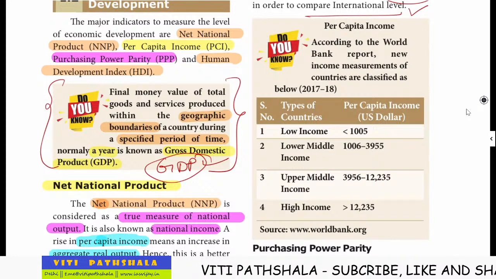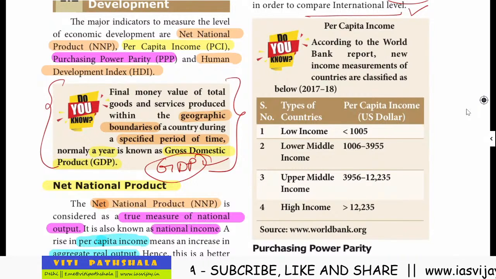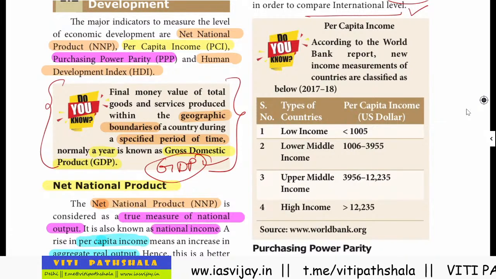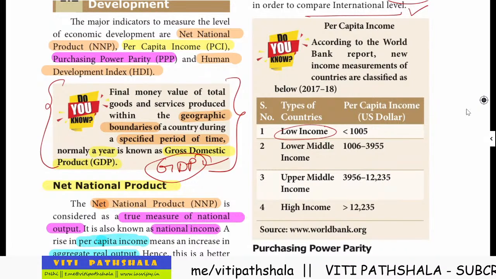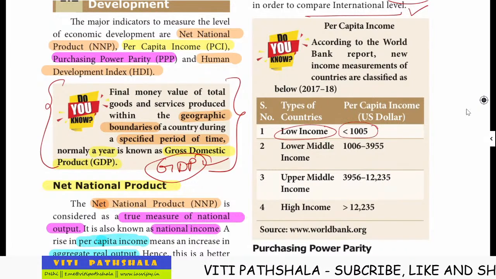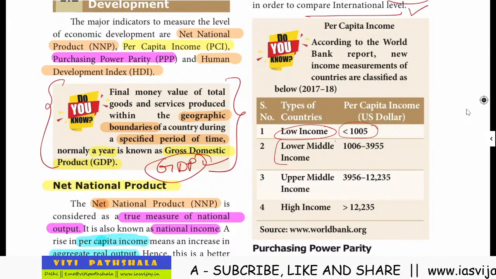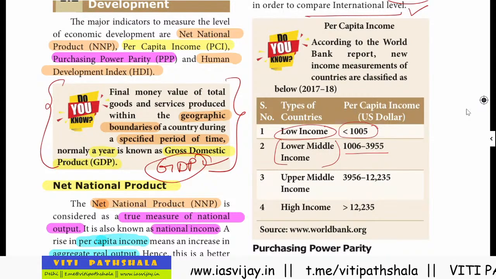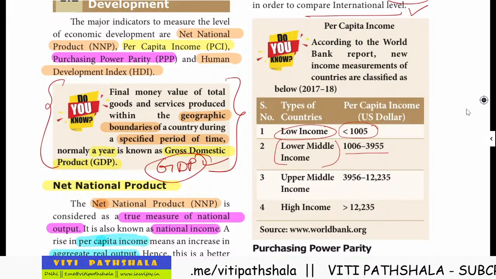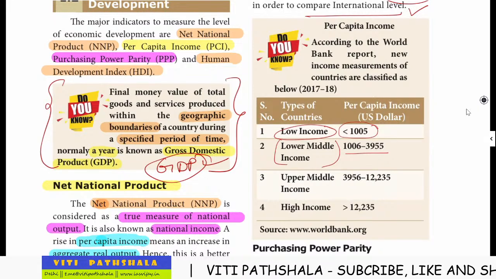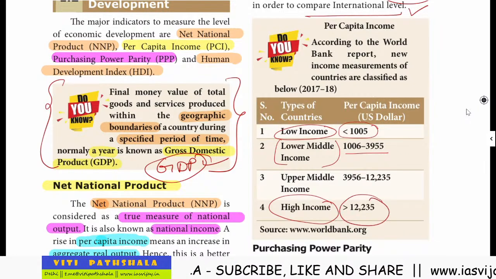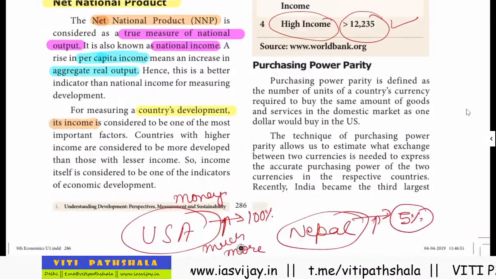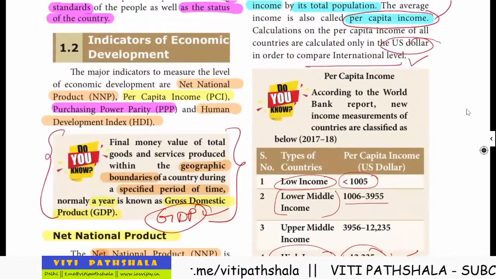Now, per capita income, according to the World Bank report, new income measurement of countries are classified as follows. Low income countries have less than 1,005 US dollar per capita income. Lower middle income is 1,006 to 3,955. Then upper middle is 3,956 to 12,235, and high income countries are those above 12,235. Now this was the per capita income.